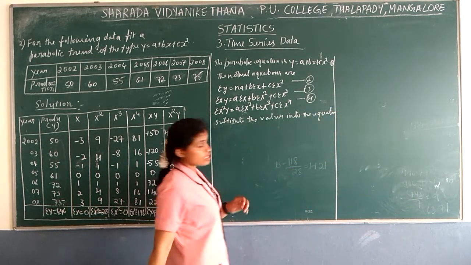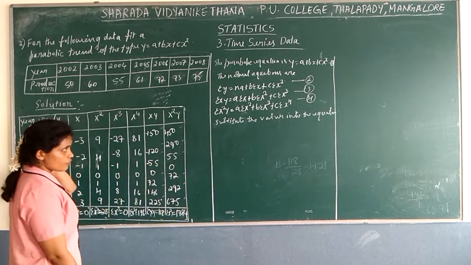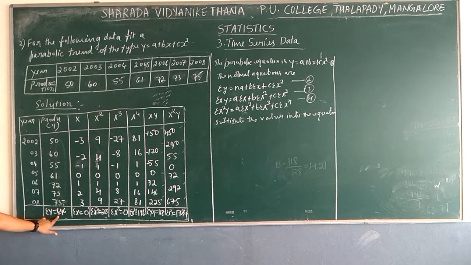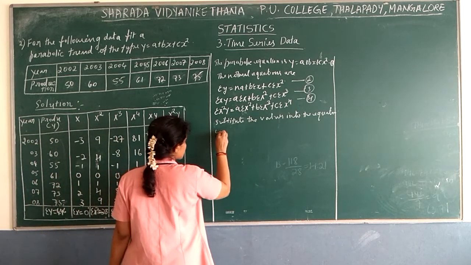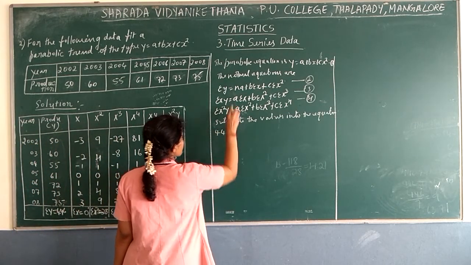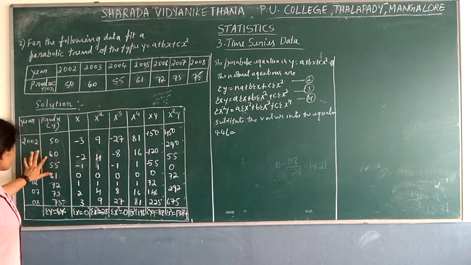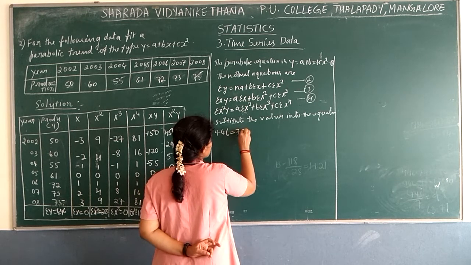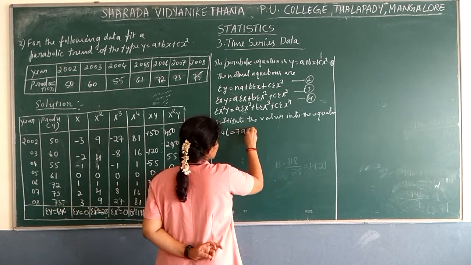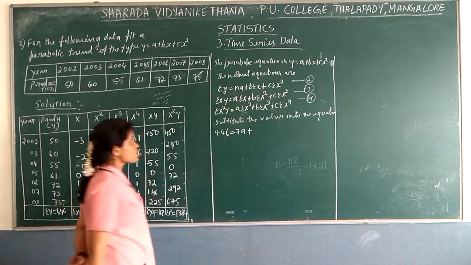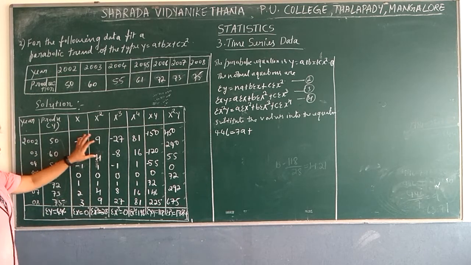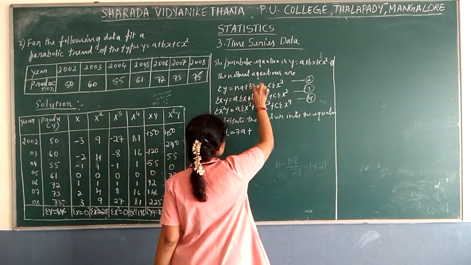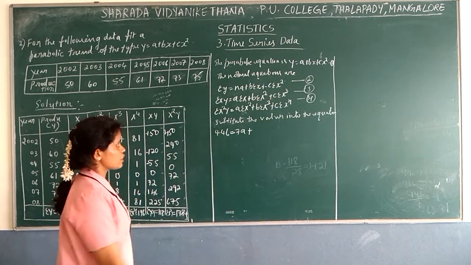What happens when we substitute? For the three equations we get now sigma y. What is the total of sigma y? That is 446, equal to n. What is the number of n? 7. So n is 7, a as it is, plus sigma x, b sigma x. See the total of sigma x. Sigma x is 0, so this doesn't come there. This will become 0. Not necessary to write.